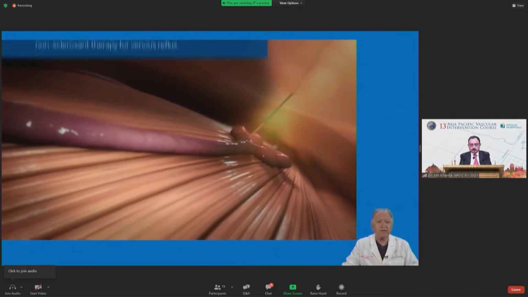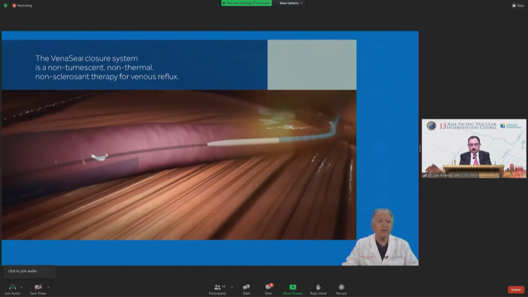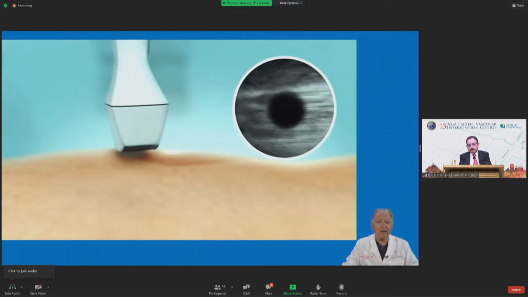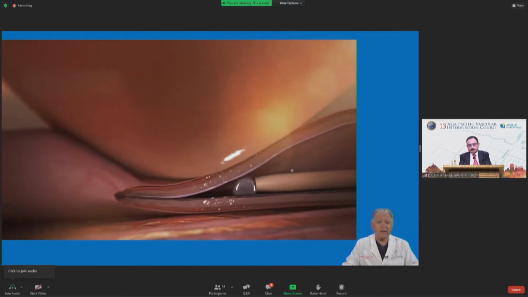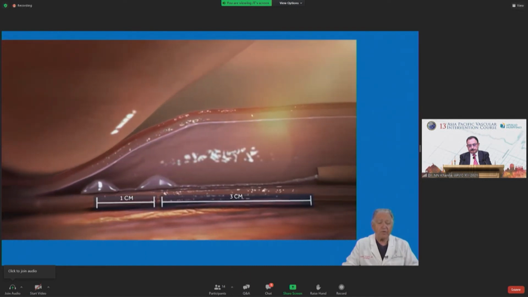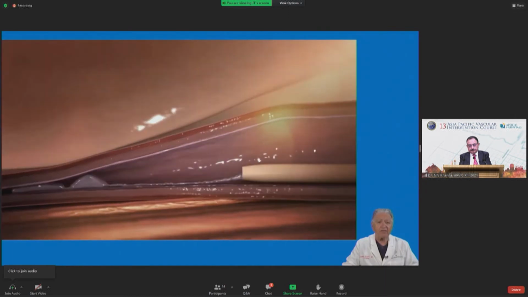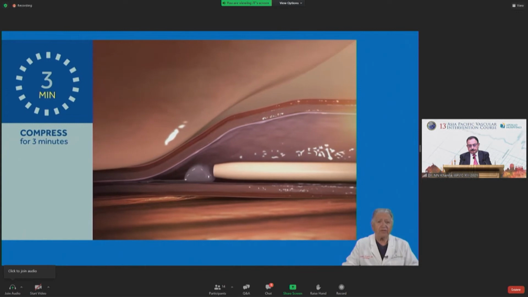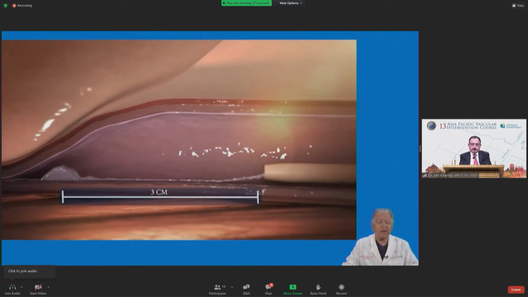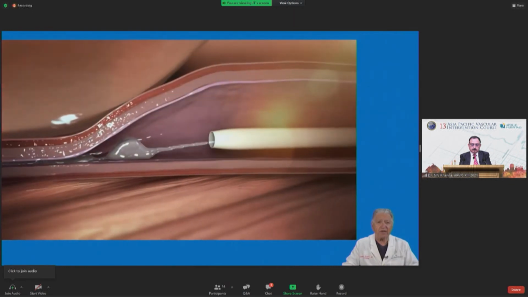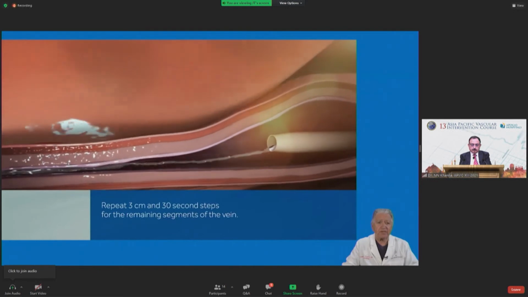As we can see here, the presentation of the procedure using the VenaSil closure system, which is a non-tumescent, non-thermal, non-sclerosant therapy for venous reflux, consists of entering into the vein with a needle, a wire, and then a catheter that's proprietary for this procedure, and then injection by a gun of 0.1 cc of cyanoacrylate in 3 centimeter segments, and external compression of the vein by a sonographer during the procedure that activates cyanoacrylate and stimulates progressive closure of the vein that is being treated, as shown in schematic representation here.